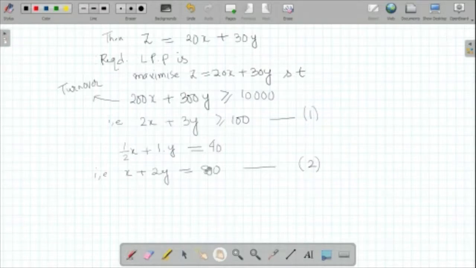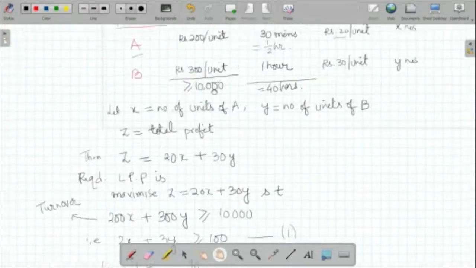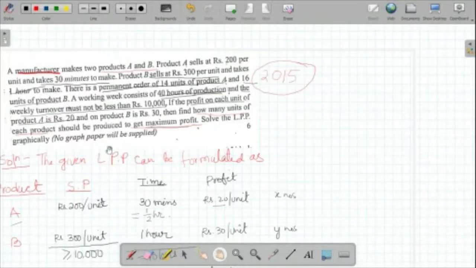Now see, this question is very interesting. Okay, very interesting. Let me show you. The question has been slightly modified. The problem is there is a permanent order of 14 units of product A.